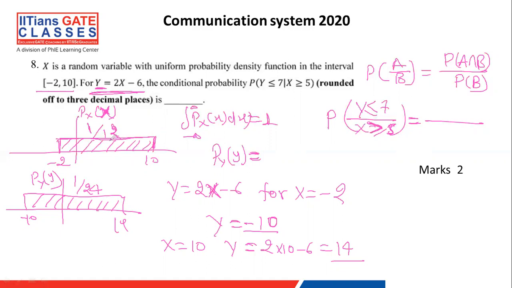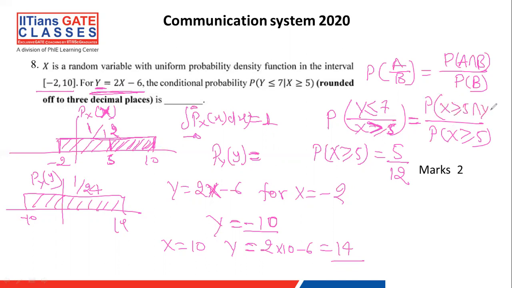Now, what will be the probability that x is greater than 5? Let's say this point is 5. That will be the area from 5 to 10, and that will be equal to 1 by 12 into 5. So the probability that x is greater than or equal to 5 is 5 by 12. So here we got P(B). Now we need to find out the probability that x is greater than or equal to 5 intersection y less than or equal to 7.